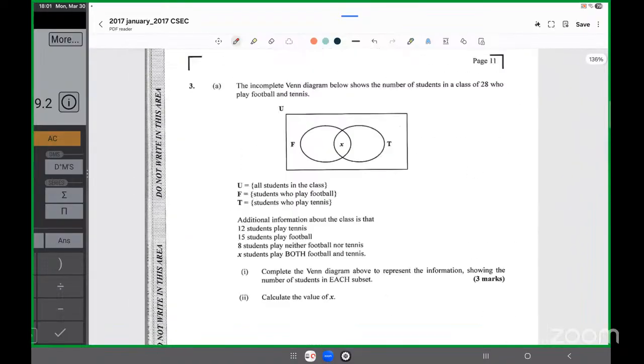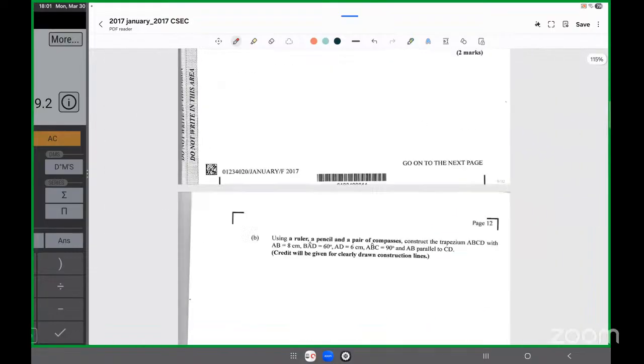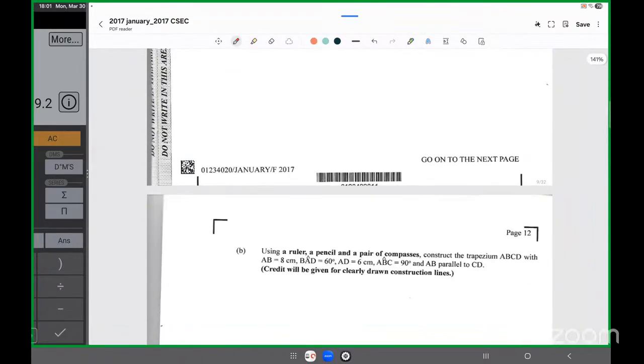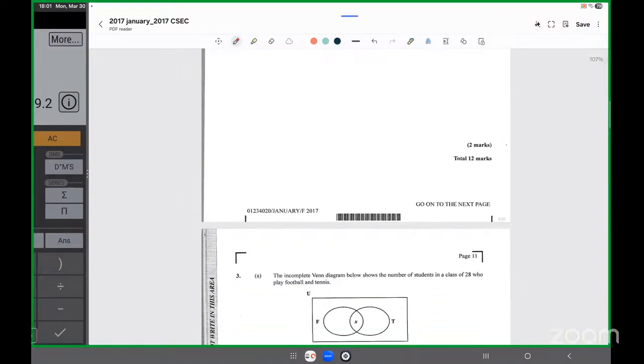All right, so skipping over number 3. I don't do this topic here. I want to do these topics soon: geometry construction and sets. Sets don't come on paper 2 anymore, but they're all over paper 1. There are 5 to 7 sets questions on paper 1. Venn diagrams, everything in sets.